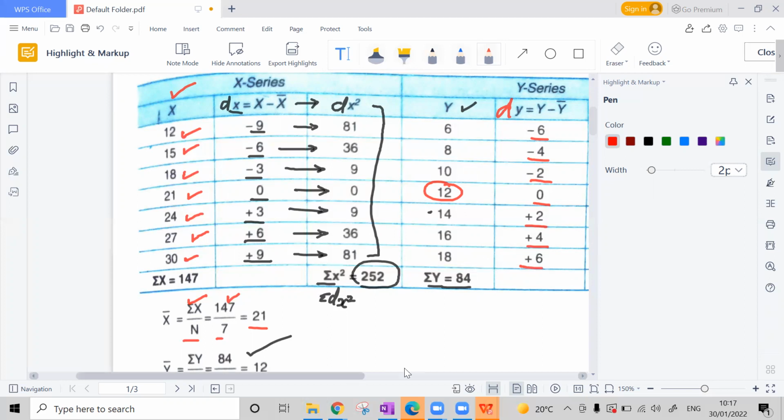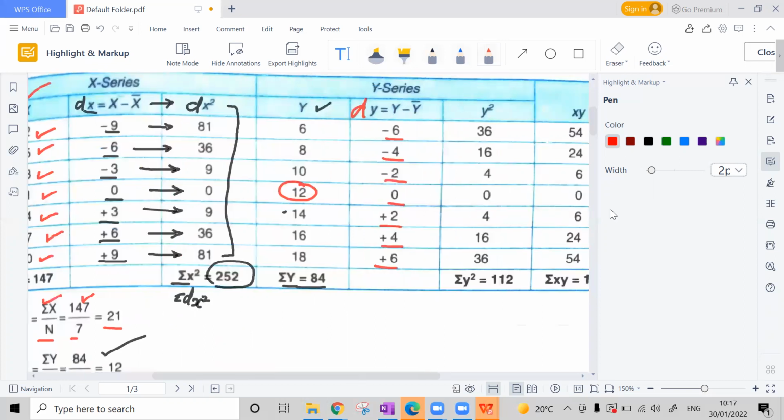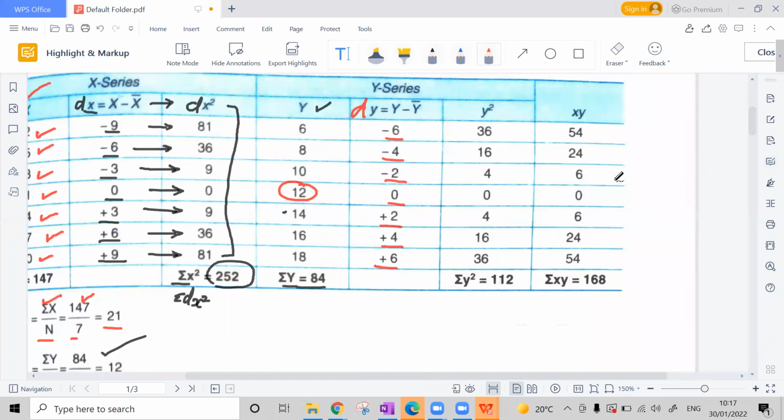Now again we have to go for deviation square, that is dy square. So minus 6 square is 36, minus 4 square is 16, minus 2 square is 4, then 0, then 2 square is 4, then 4 square is 16, and then 6 square is 36. After calculation of dy square, you have to do the addition so as to calculate summation of dy square. Noted till this, summation of dy square.